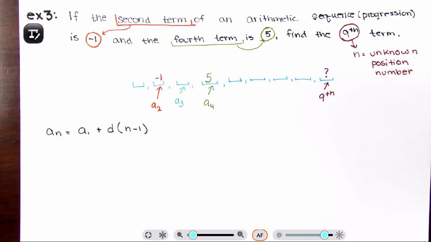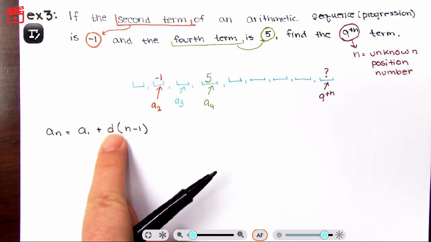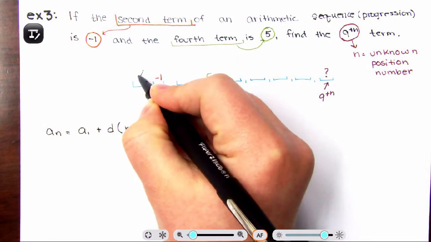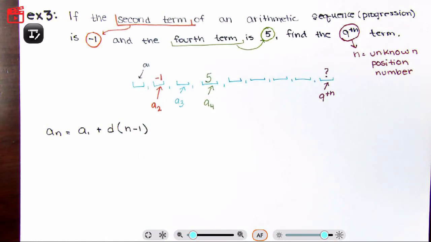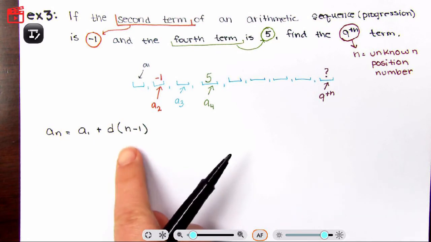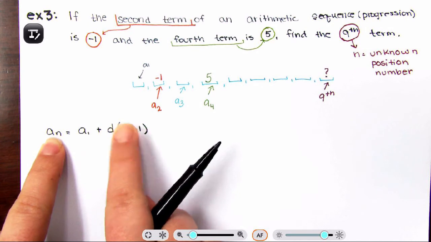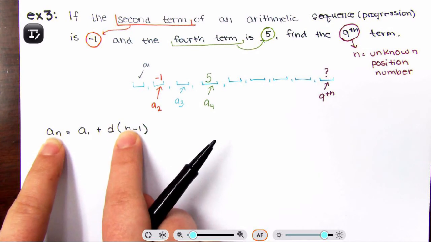Because we don't know what the common difference is and we don't know what the first term is. We don't know what a sub 1 is. We have two unknowns in our equation. We do know what a sub n is and what n is, and I'll show you why we know that.